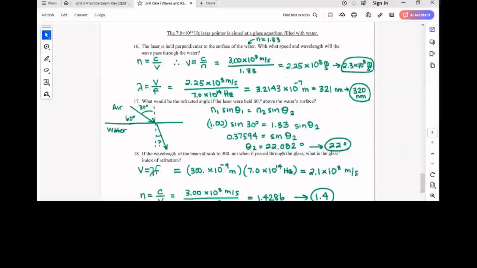And then here, lambda is just going to be speed over frequency. We've found the speed, divided by the frequency. And applying sig figs, you get 3.2 times 10 to the negative 7 meters, which is the same as 320 nanometers.